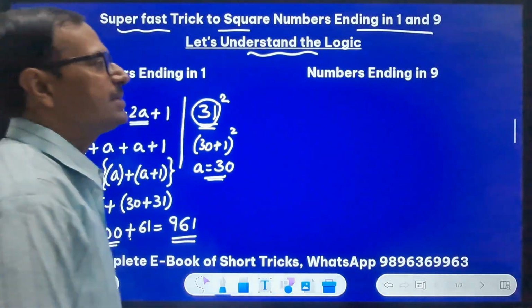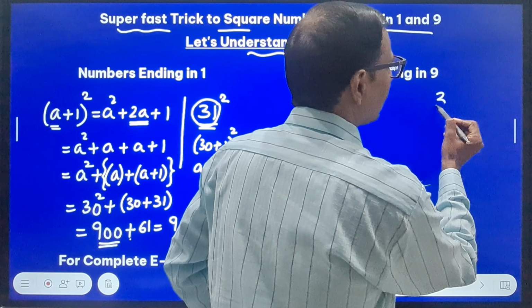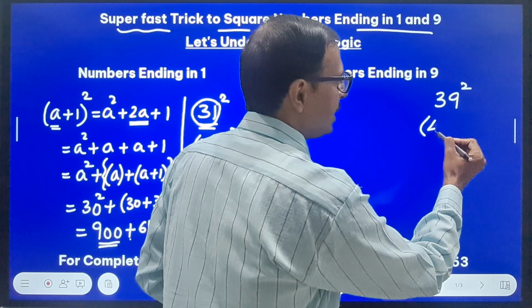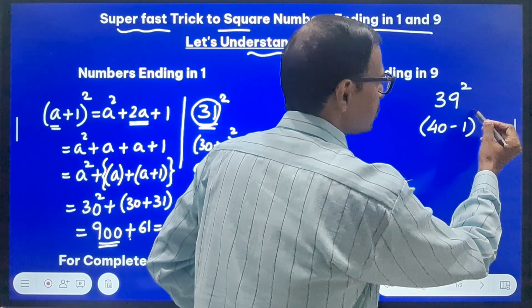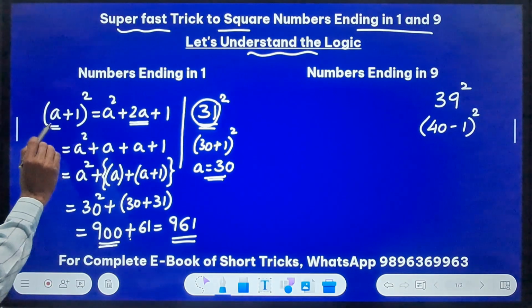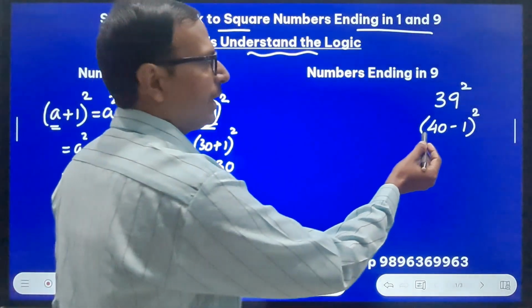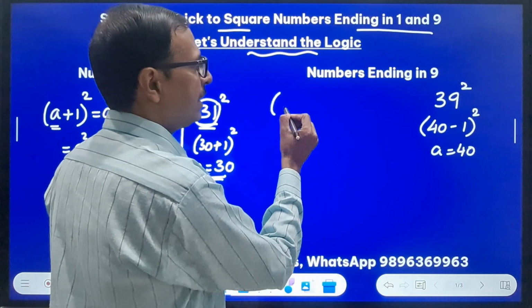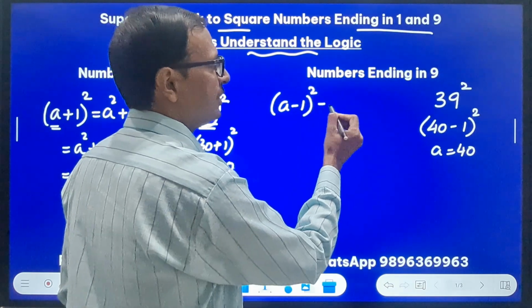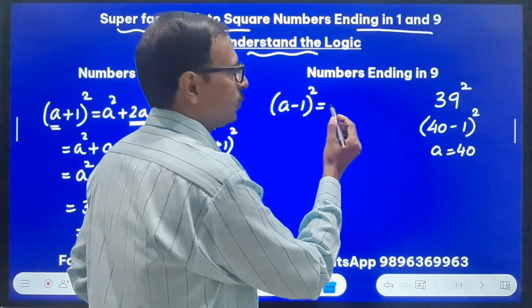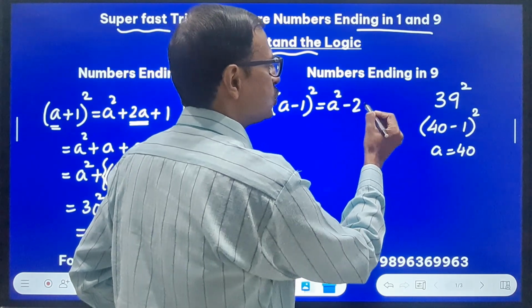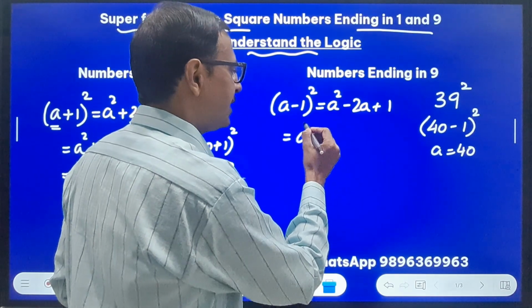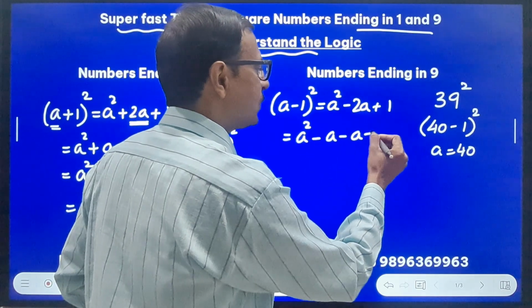Likewise, if you have numbers ending in 9, say if I am talking about 39 square, so I know that 39 is (40 minus 1) square. So unlike here where I took (a plus 1) whole square, now I have to take a as 40, and that will give me the identity (a minus 1) whole square. I know that the identity (a minus 1) whole square is actually a square minus 2a plus 1. I'll split the middle term again. This will give me a square minus a minus a plus 1.